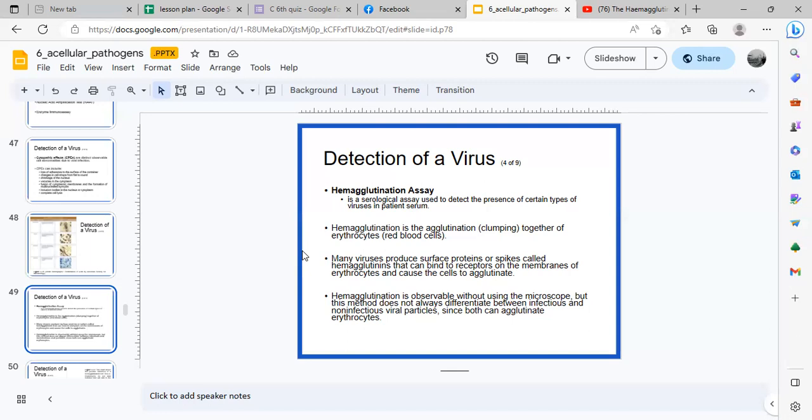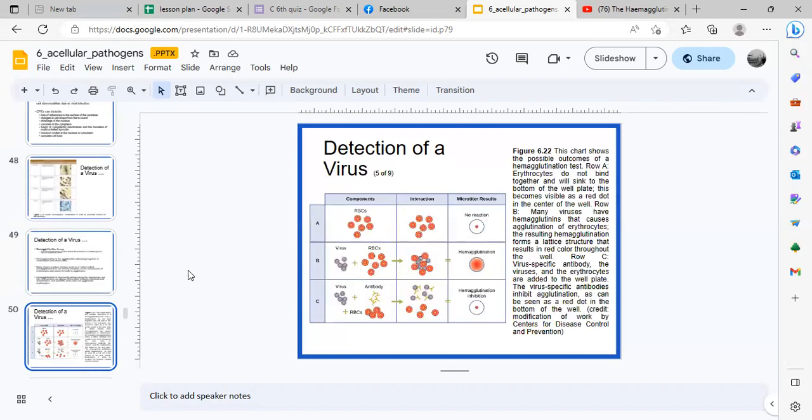So this is observable without the use of the microscope. You can see it in a well. I'll show you what it looks like, no? But this method does not always differentiate between infectious and non-infectious viral particles. It's possible that non-infectious viral particles can also help clump together the red blood cells. Okay, so it is not definitive, but it is one way.